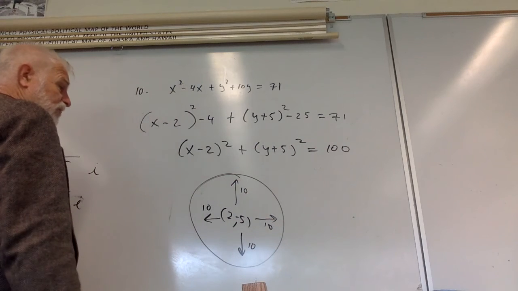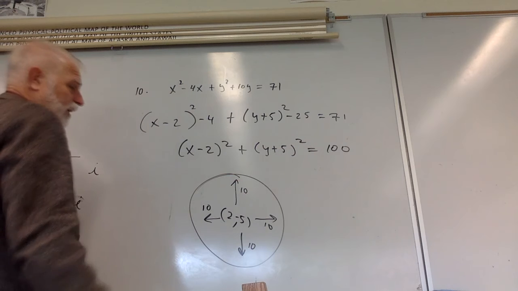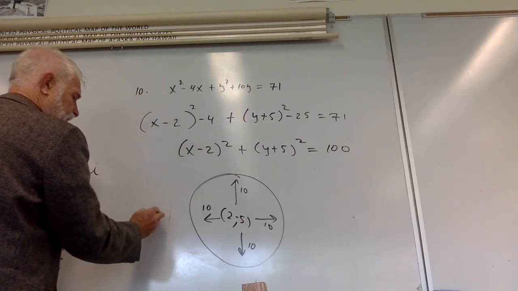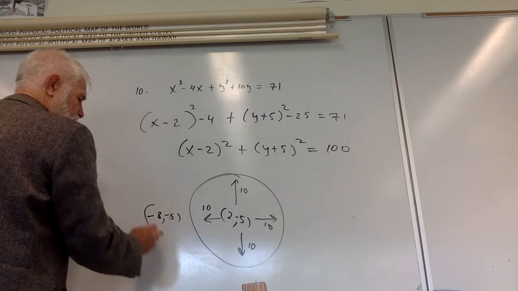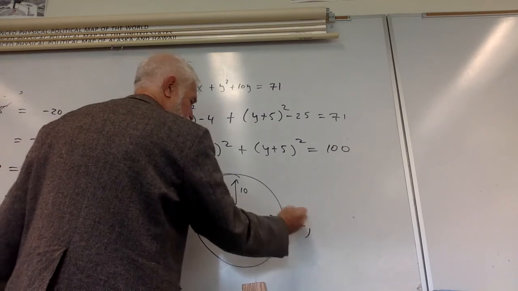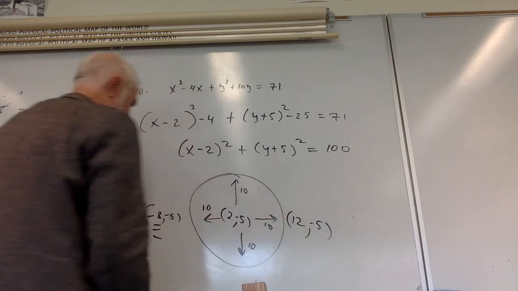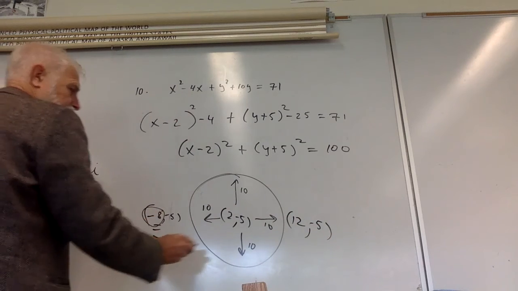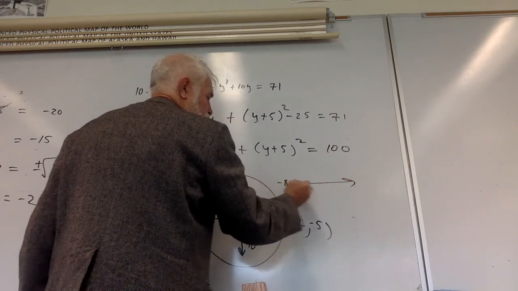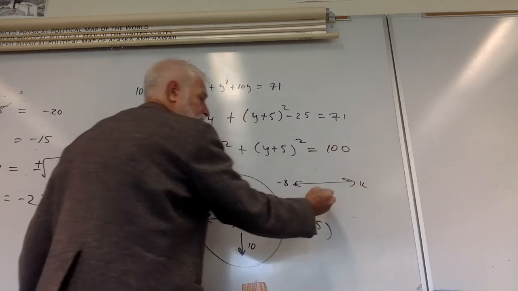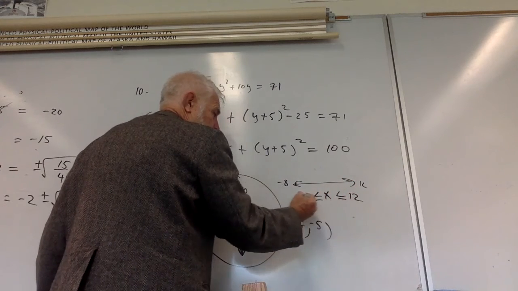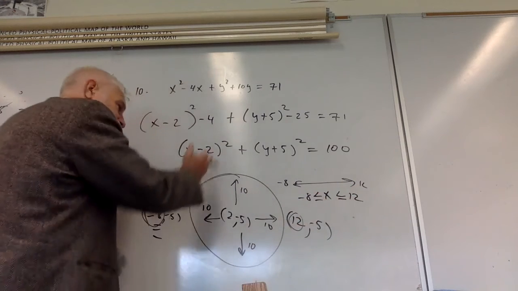Okay, so what points do I have? Well, I got my domain and range. All right, so 10 in this direction is negative 8, negative 5. I'm going to highlight negative 8. Over here, I got 12, negative 5. So what's my domain? Negative 8 to 12. That's my horizontal distance. So we would write that as x values less than or equal to 12, greater than or equal to -8. Next time I'll do the range.